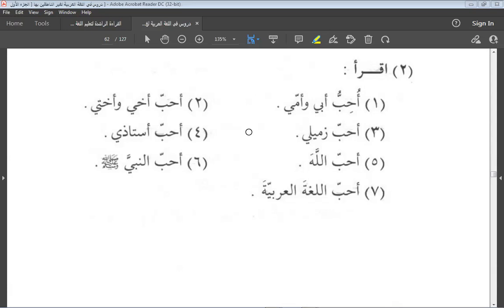So when you have the verbal sentence like that, you have the verb and then the doer of the verb and then the object, the recipient of the action. So something like yuhibbu Muhammad at-ta'ama, or yuhibbu Ridwanu at-ta'ama.